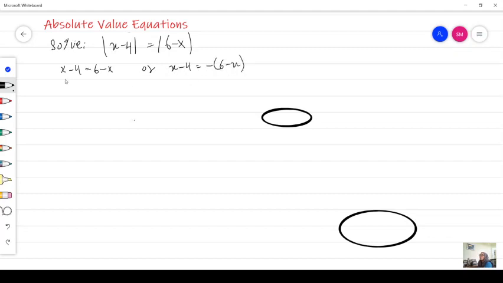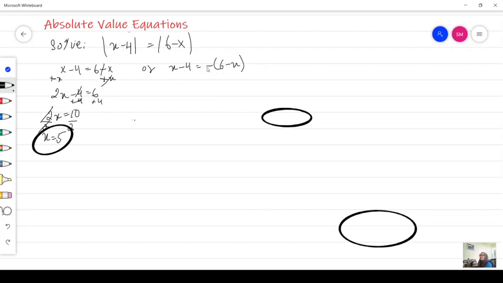Okay, so you are adding x to both sides, combining like terms, and I like the variable on my left. This is 2x minus 4 equals 6. You add 4 to both sides. It's going to give me 2x equals 10. You divide both sides by 2. It's going to give me x equals 5. That's a 5. Now let's go for this one.